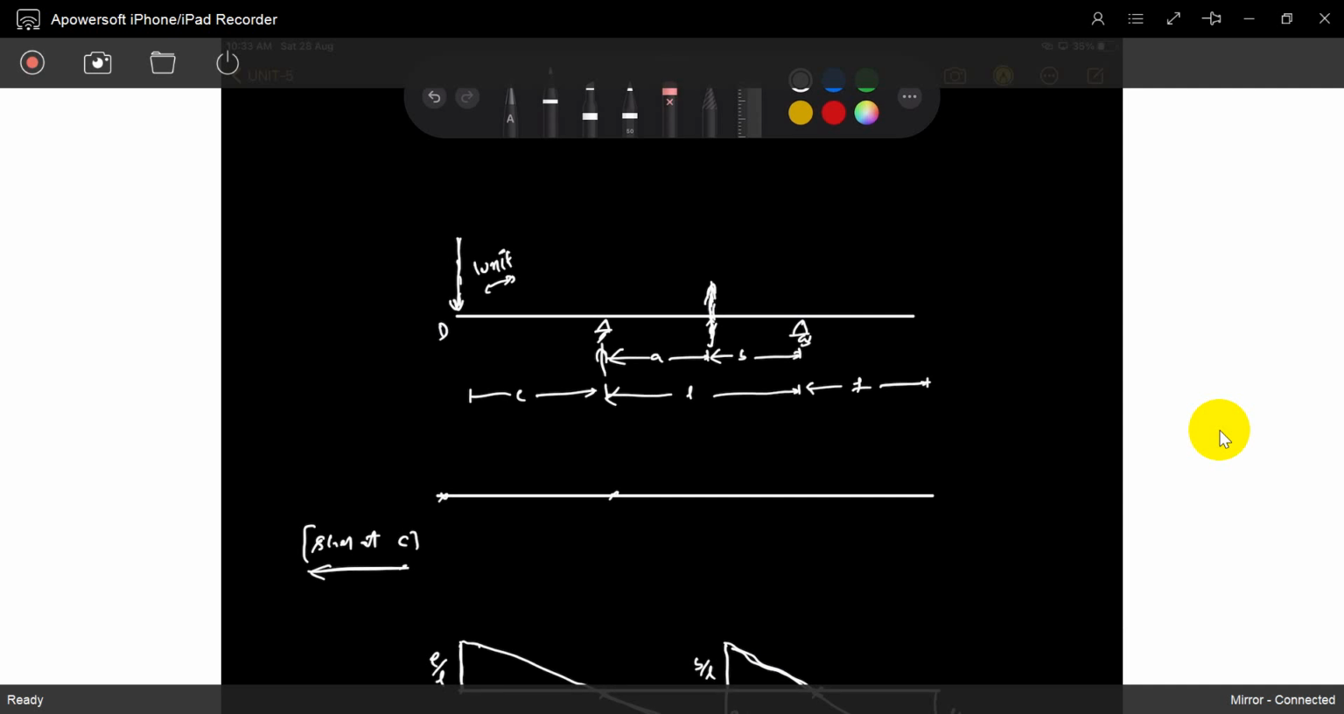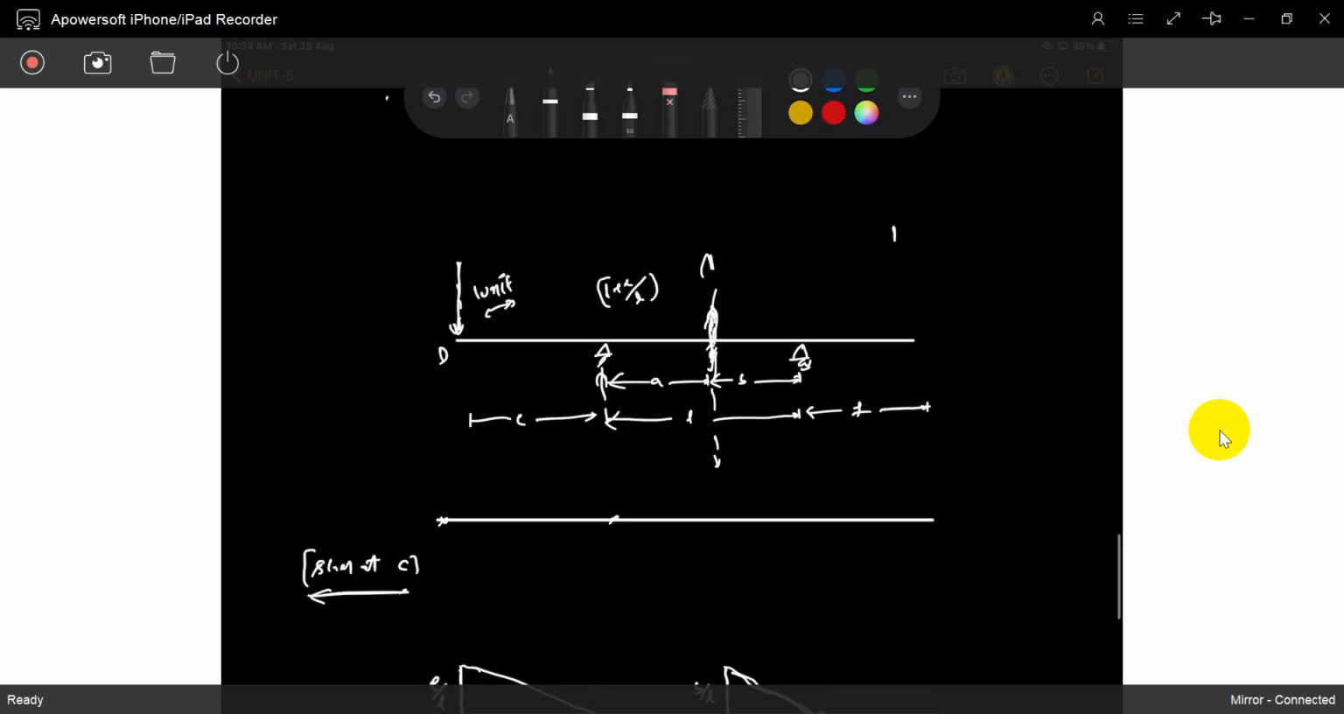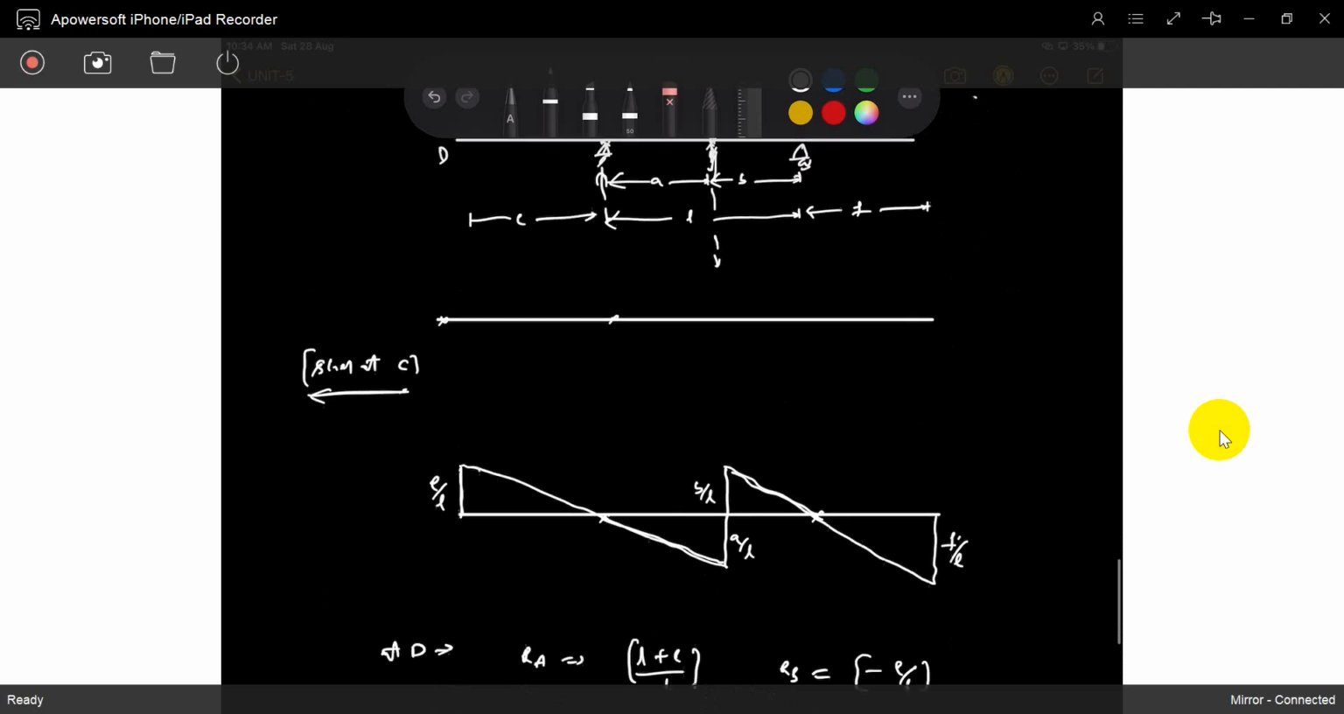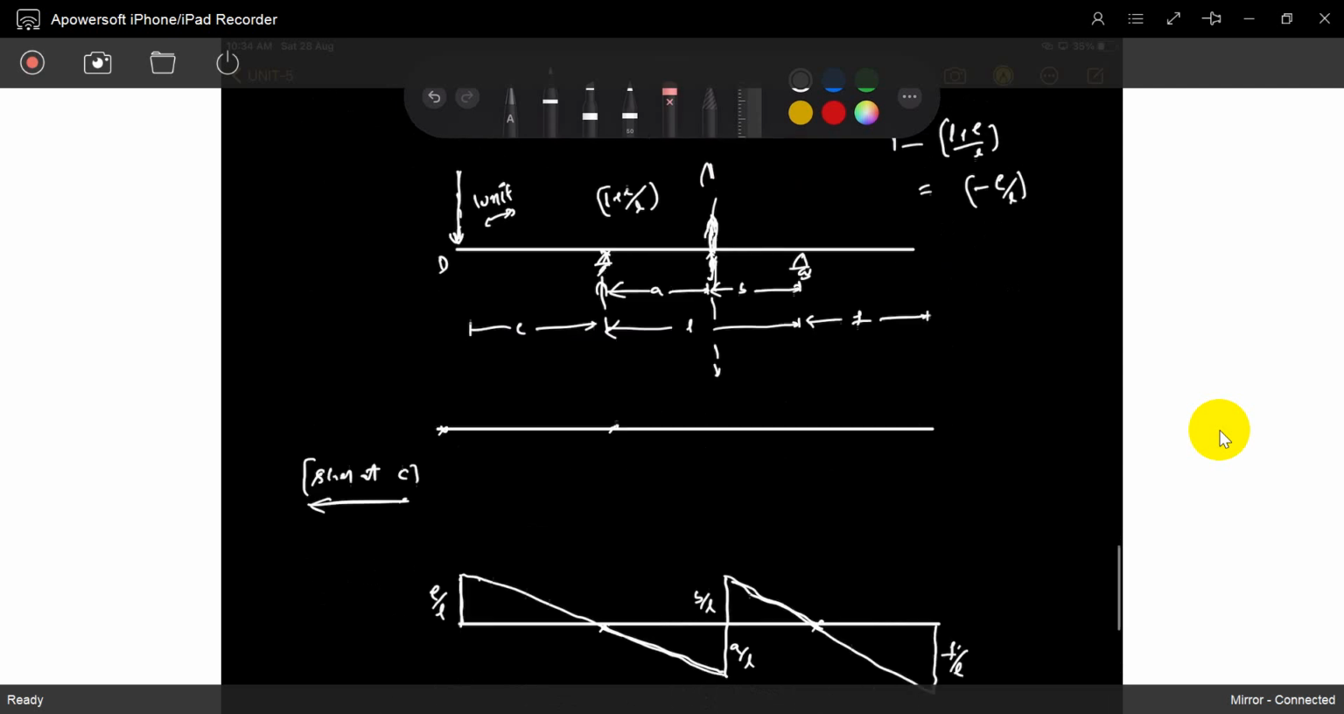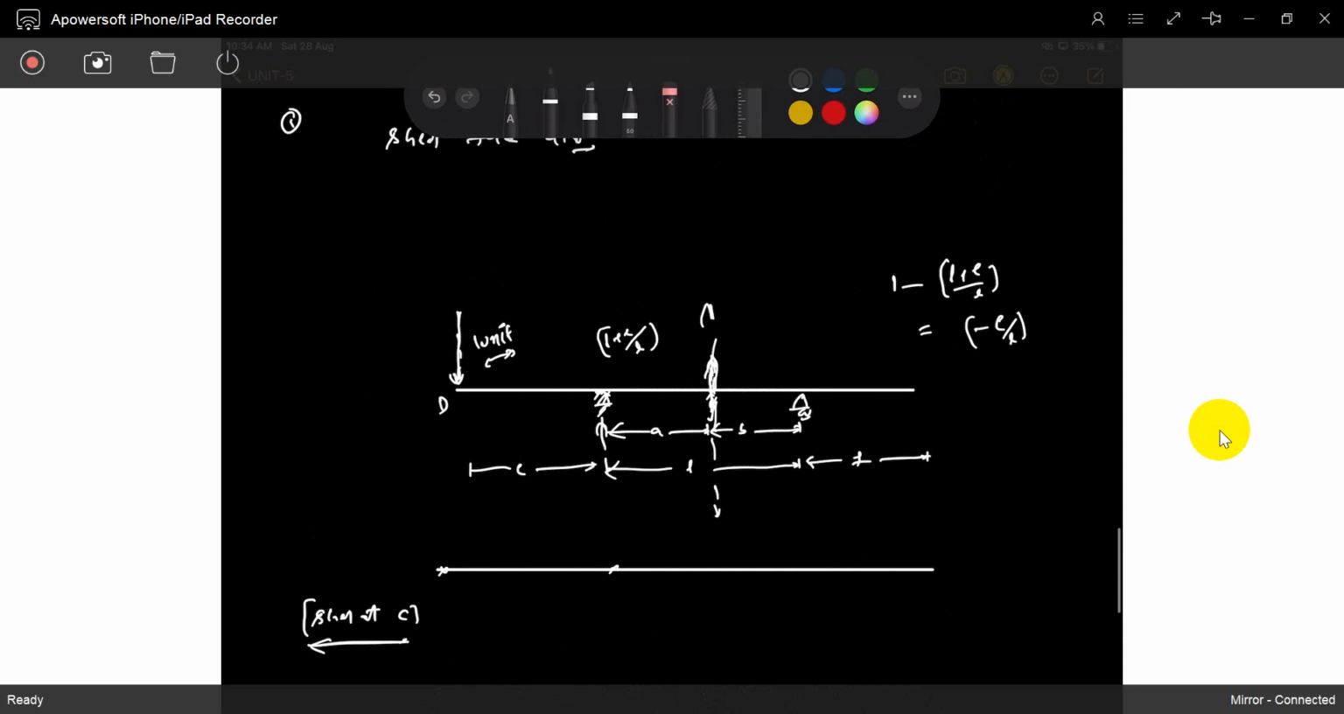What is RA? RA is L plus E by L. So what is the shear at this location? It is 1 minus L plus E by L. That is the shear. So it is minus E by L, exactly at this location. The same thing will come at this position, this position, and this position: minus E by L.